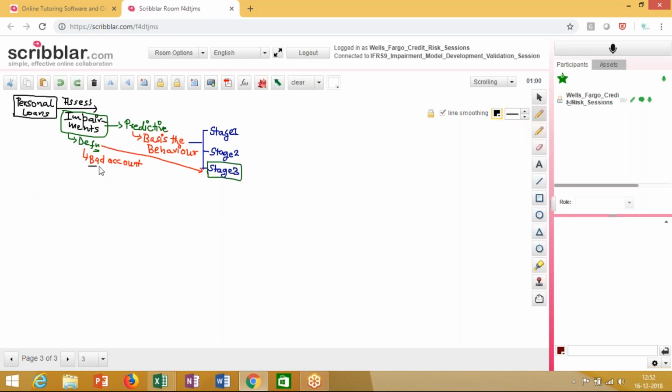So when I talk about the bad definition over here, I need to understand what exactly this bad is. How do I define bad? Now IFRS 9 says that an account is bad if it is 90 days past due. 90 DPD or 90 plus DPD.